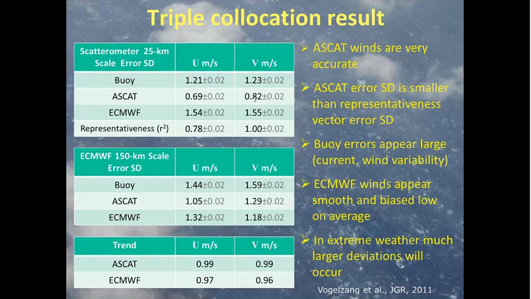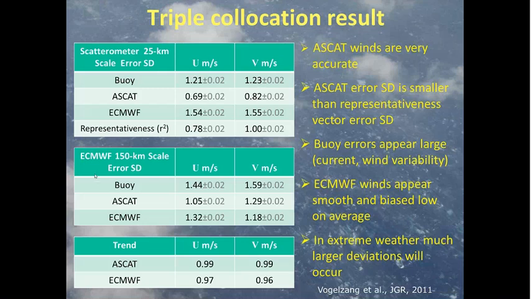You see that the buoy errors are in fact larger, and this has to do with the fact that here we measure the error of the wind on a 25 kilometer scale, the footprint scale, wind vector cell scale, and the buoy winds are a point measurement somewhere in this area, and that's why you get this variance in the buoy error.